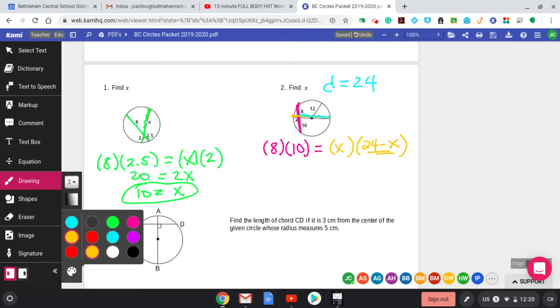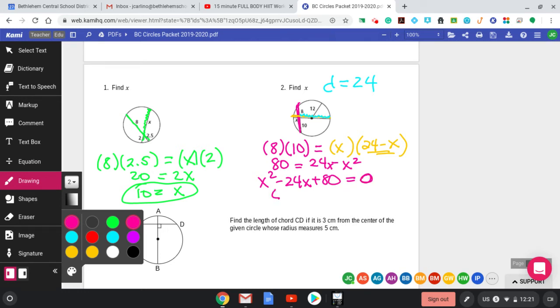Okay, so now here we go. We got 80 equals 24x minus x squared. Uh-oh, we see an x squared, don't we? That means we're probably going to have to factor. Can't factor unless one side's equal to 0. I never like my x squareds to be negative, so I'm going to bring everything over to the left. X squared minus 24x plus 80 equals 0.